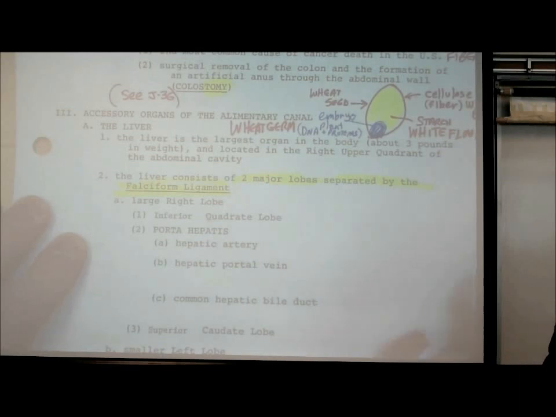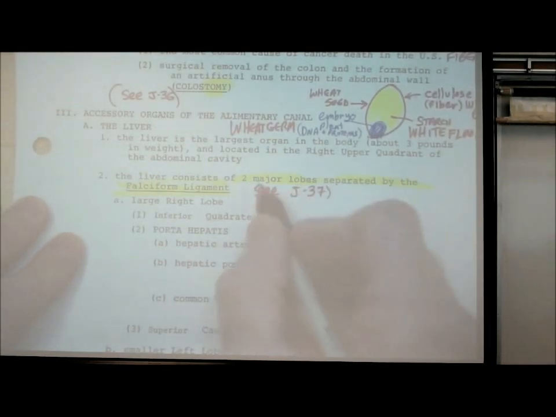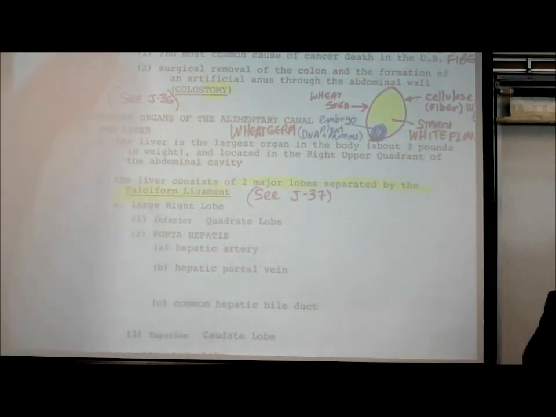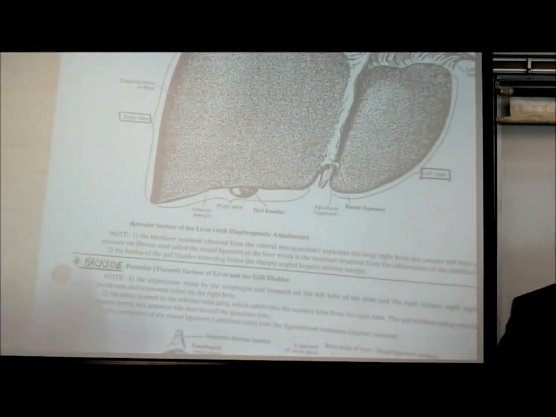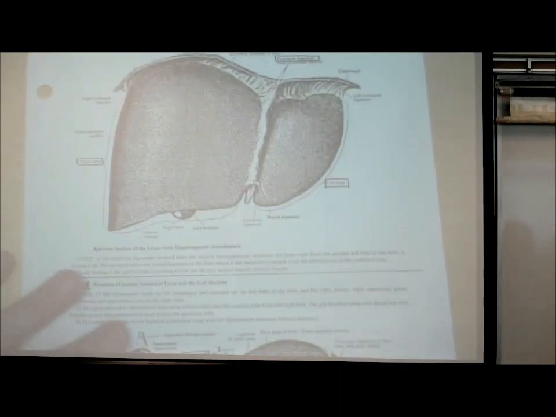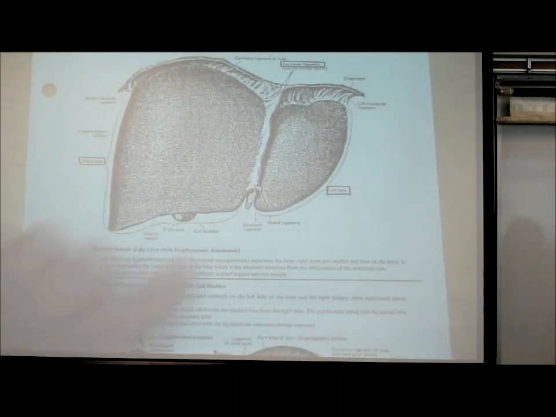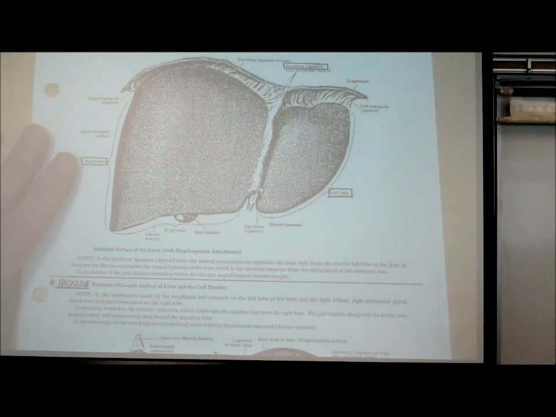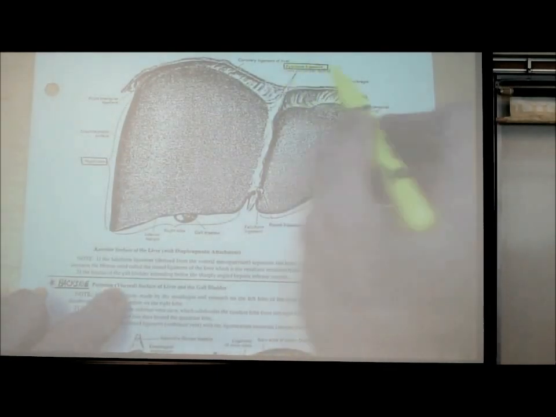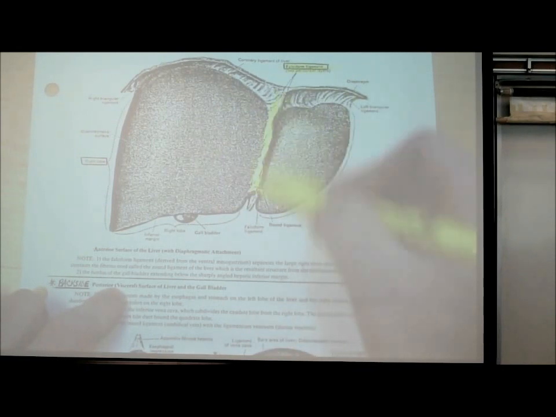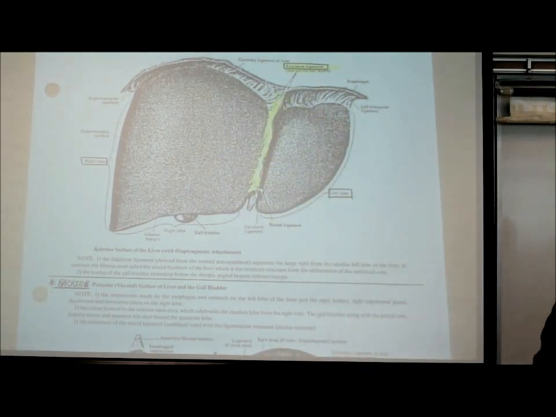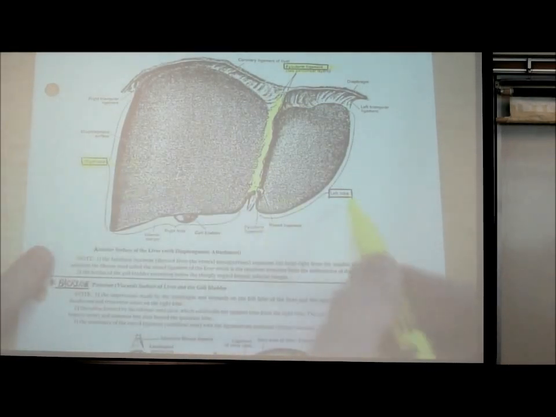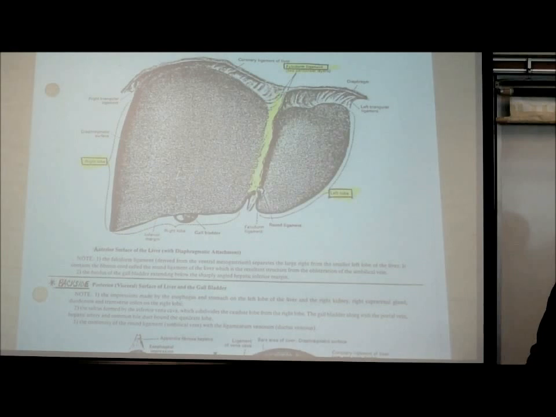Let's see a picture of this. We're going to say CJ37. So on J37 is a picture of the human liver. And this is a view from the front, the anterior side. So right up here you'll notice the falciform ligament that separates the large right lobe from the smaller left lobe. Notice this is the large right lobe, this is the smaller left lobe.